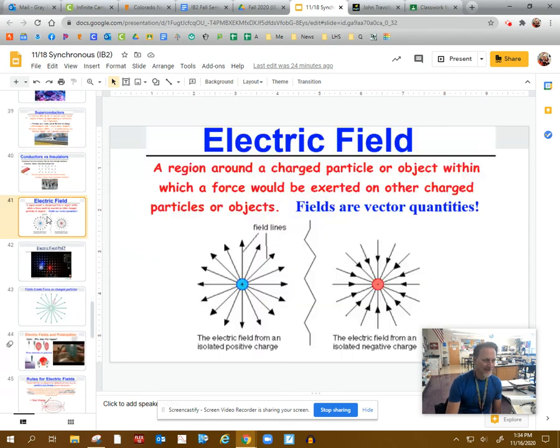Okay, now this all brings us to this concept called electric field. Electric fields are just regions around charged particles where a force can be exerted on other particles.